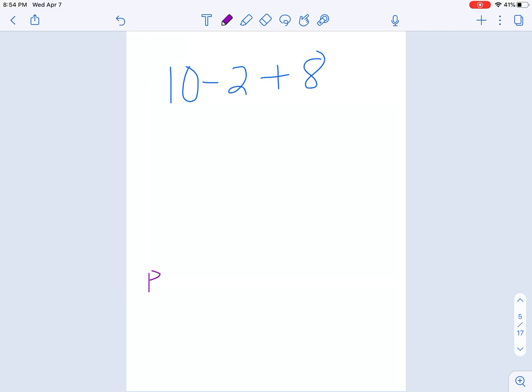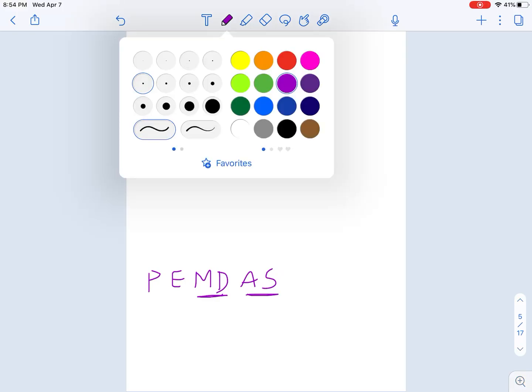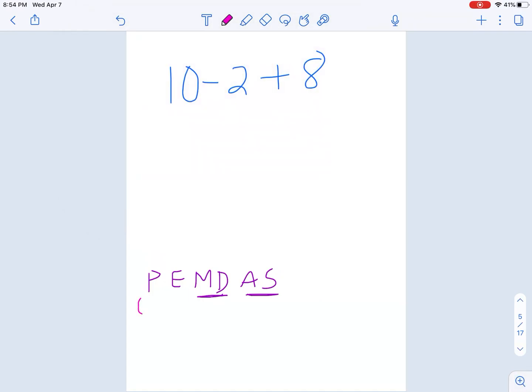So remember, we have PEMDAS. Please excuse my dear Aunt Sally. And remember, these two go together and these two go together. Okay, so I'm going to start with my P, and P stands for parentheses. I do not see any parentheses at all in this expression, so I'm going to skip that one. E, remember, stands for exponents, like that. This expression doesn't have any exponents, so I'm going to skip that.